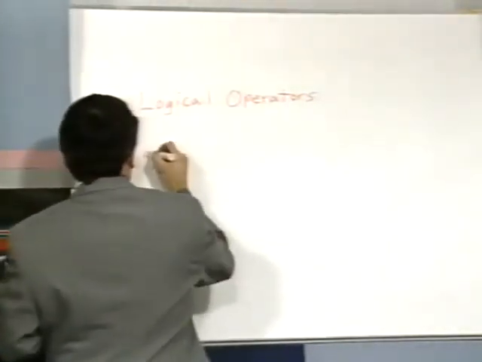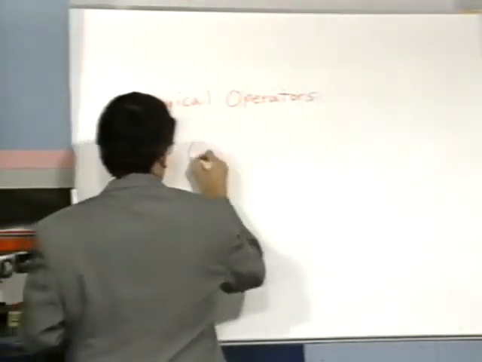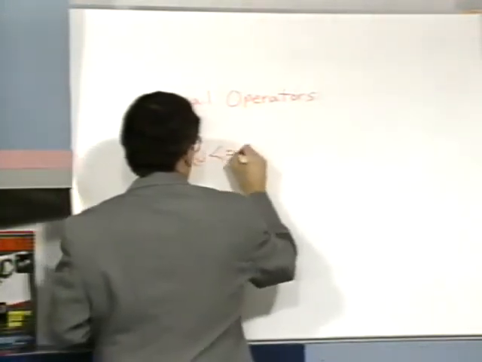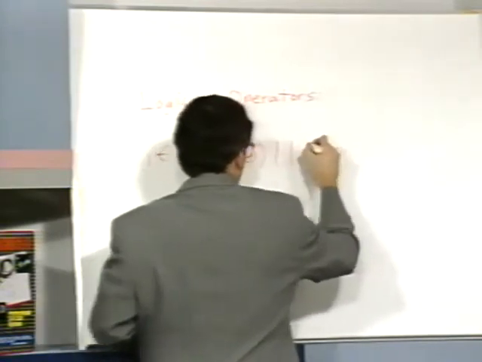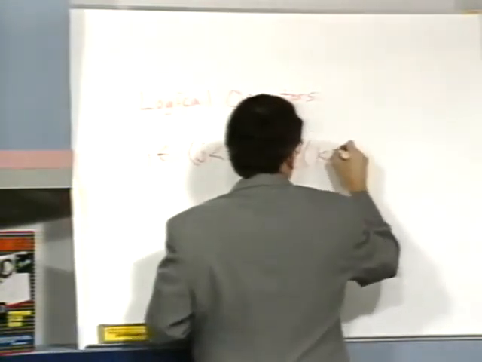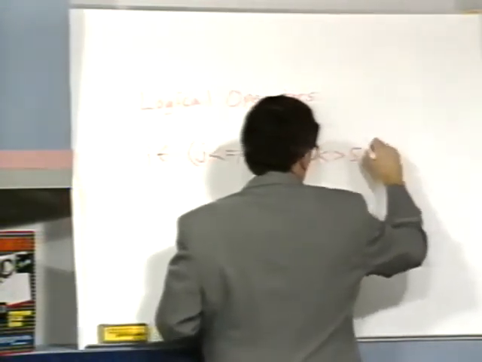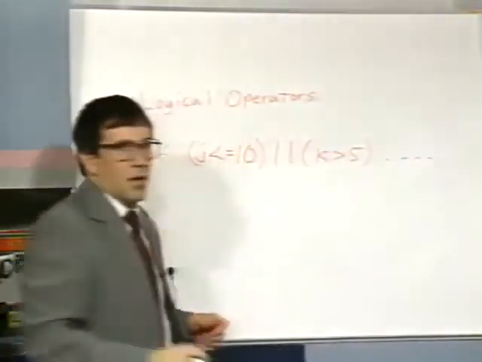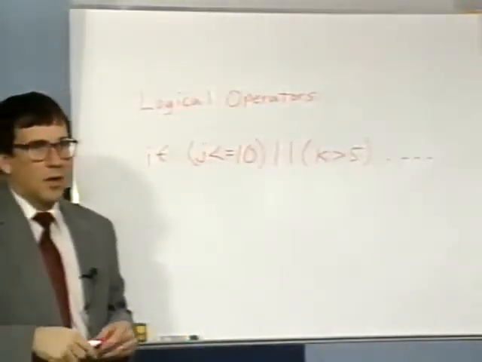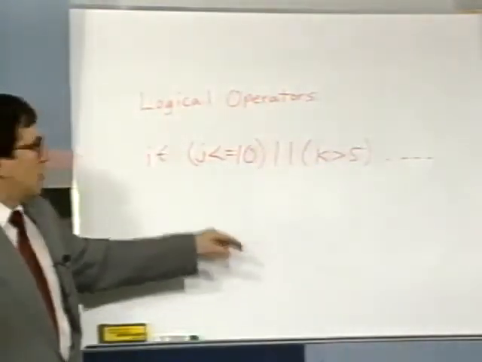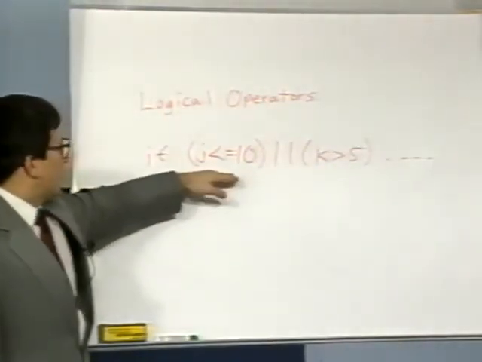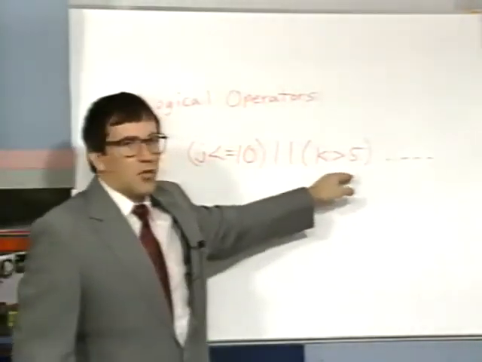If we have an if statement, if j less than or equal to 10, or k greater than 5, and then the statement. This causes the following statement or statements to be executed if j is less than or equal to 10, or if k is greater than 5.